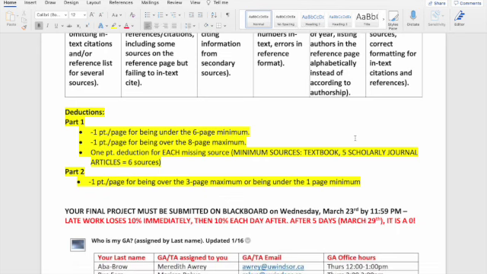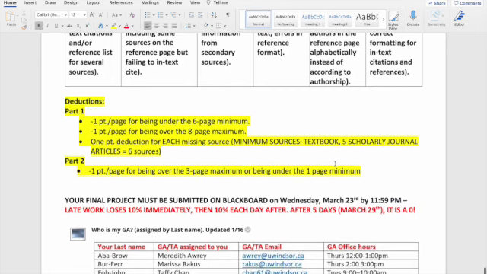You'll also get 1 point deducted for missing any of the required sources. So for this assignment, there are 6 required sources. You need to cite the textbook, which you'll use in the introduction paragraph, and of course your 5 scholarly journal articles. You are welcome to use more than 6 sources as long as you are properly citing them, but you at least need these 6 required sources.